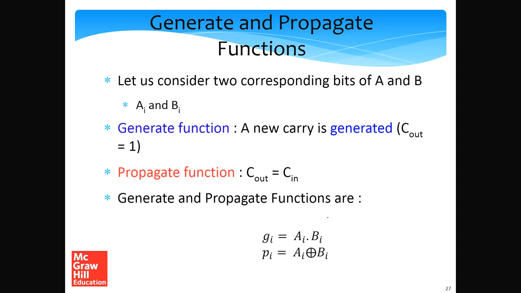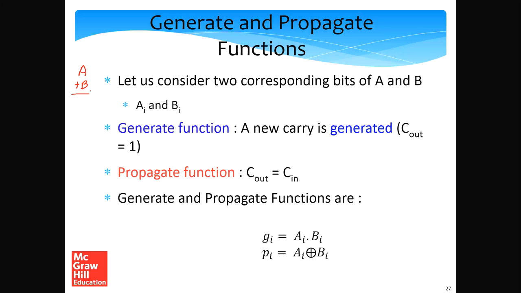So let's do one thing. We need to define a little bit of algebra before we actually proceed. Let us consider two corresponding bits of a and b. a and b are the two numbers that we are trying to add. We are trying to add a plus b, and both of them are n-bit numbers. So let's define a generate function. A generate function means that a carry is generated after the addition. So C out is equal to 1.